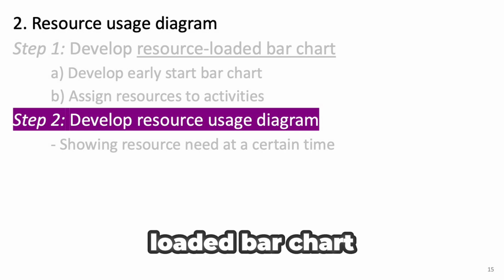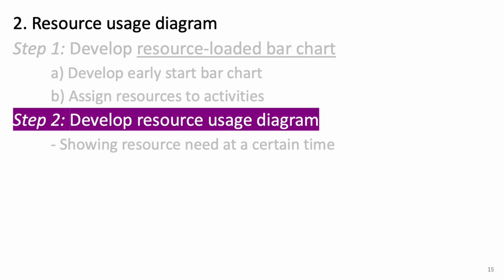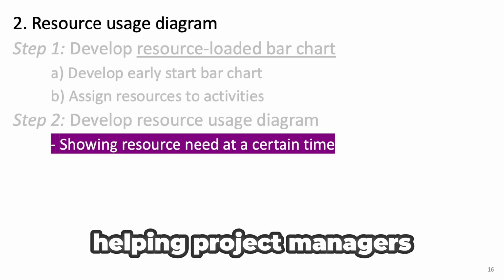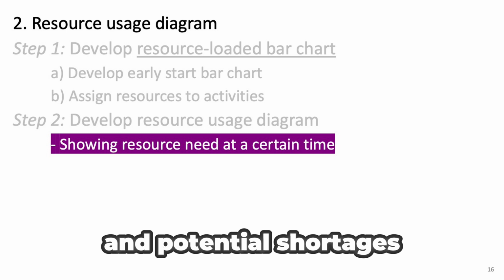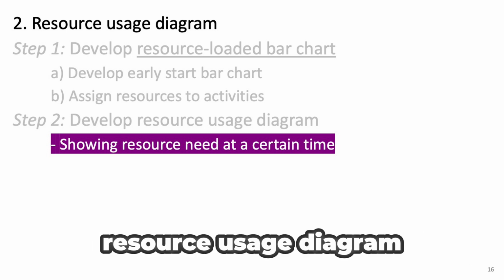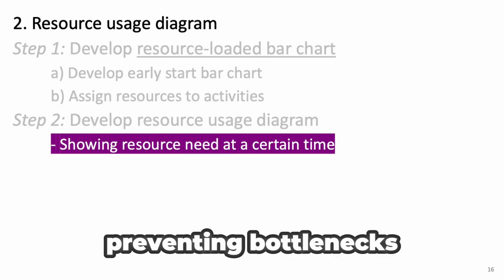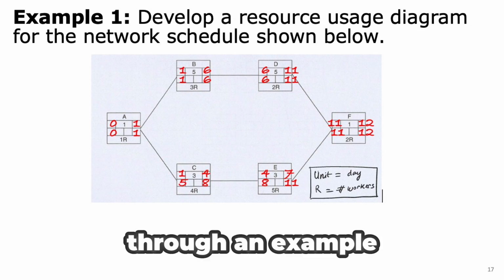Once the resource-loaded bar chart is ready, the next step is to develop the resource usage diagram. This diagram visually represents the demand for resources over time, helping project managers identify peak usage periods and potential shortages. By analyzing the resource usage diagram, managers can make informed decisions about resource allocation, preventing bottlenecks, and ensuring a steady workflow throughout the project. Now, let's go through an example.